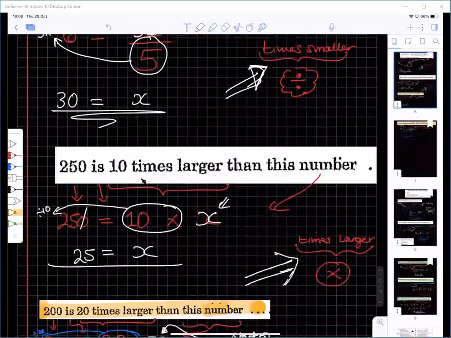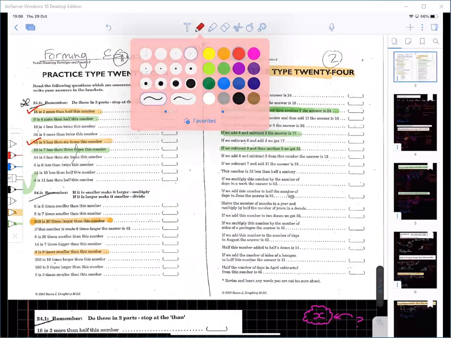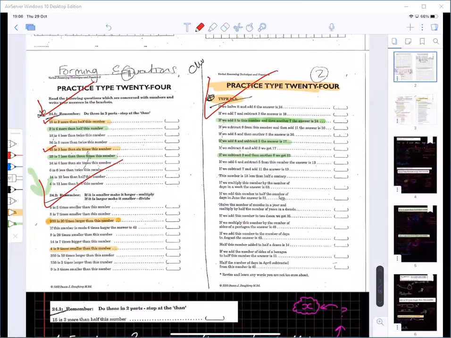Now in your homework, you're going to have this whole page. It's going to be in your homework. This bit, and this bit. Okay, so that's the end of our video for today.